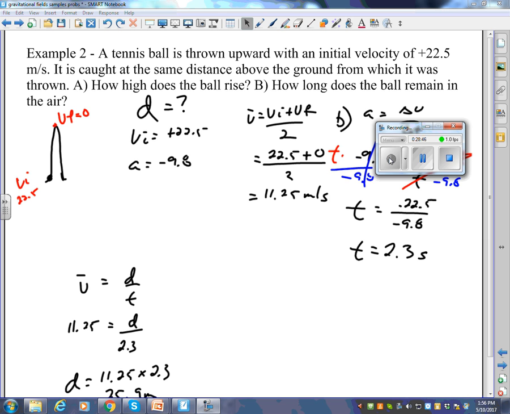On example number 2, I didn't do the second part where it says how long does the ball remain in the air.